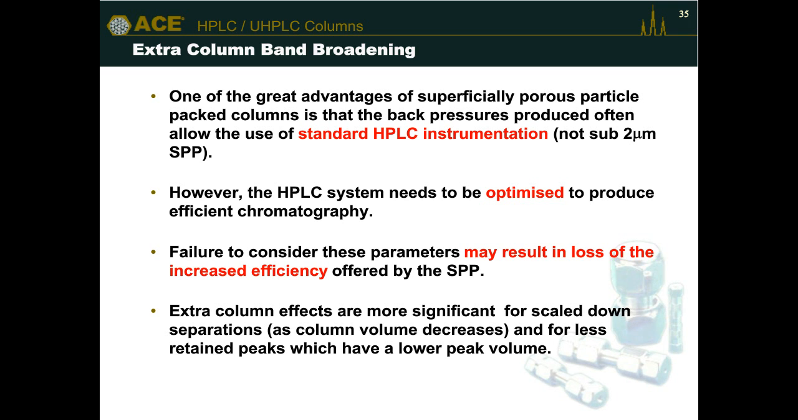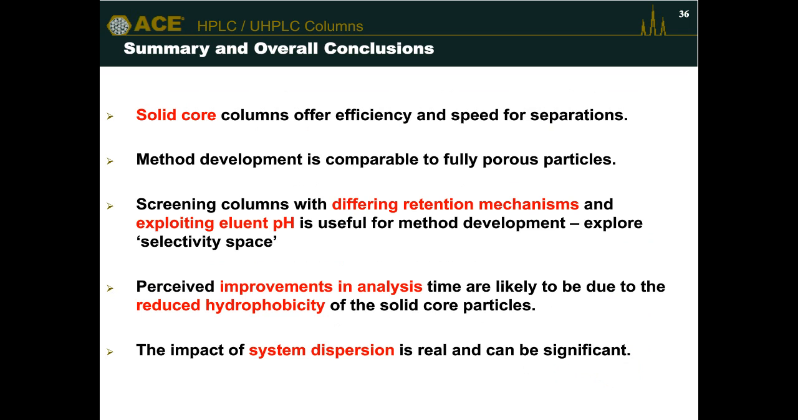So in conclusion, I think solid core columns give you speed and efficiency for your separations. To develop a method, you just need to think of the same parameters that you have for your fully porous columns. Screening is really beneficial, especially if you can throw in pH to that screening. If you can find a phase that is stable over a wide pH range, then that works nicely in fully exploiting the selectivity space.